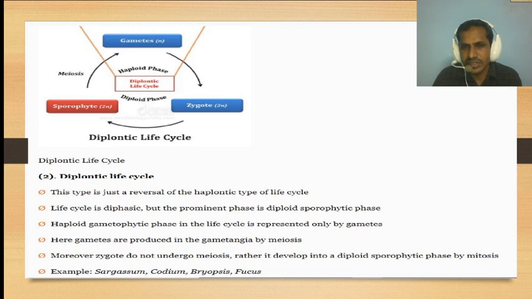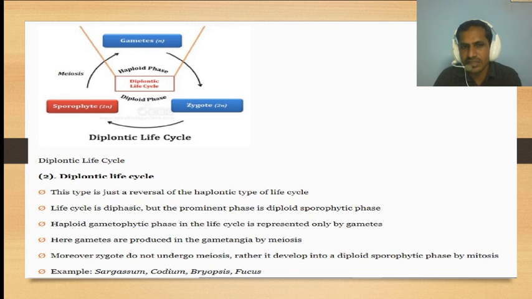So once again I am simplifying this diplontic life cycle. It is the reversal of the haplontic life cycle. Diphasic in nature, with a prominent diploid sporophytic phase, and the haploid gametophytic phase in the life cycle represented only by gamete formation alone.